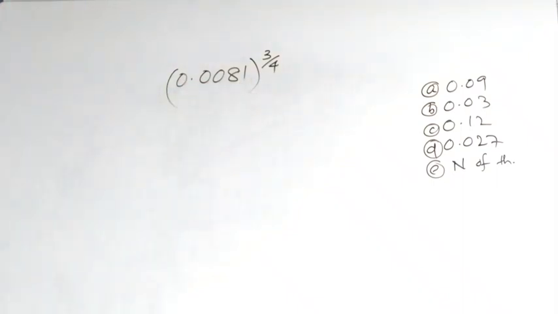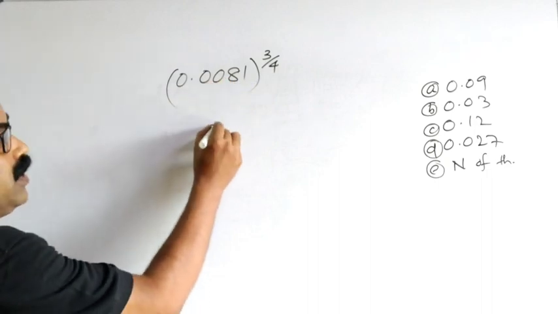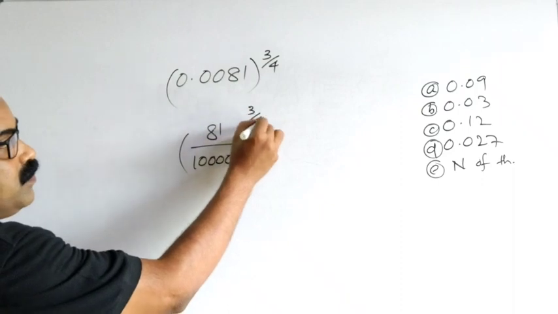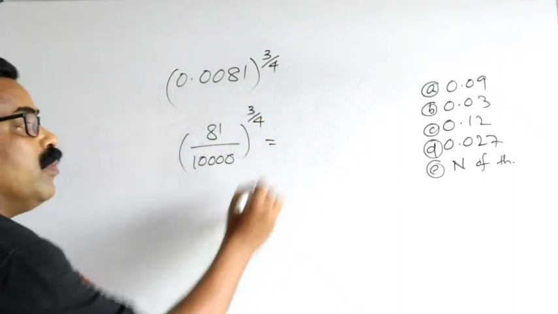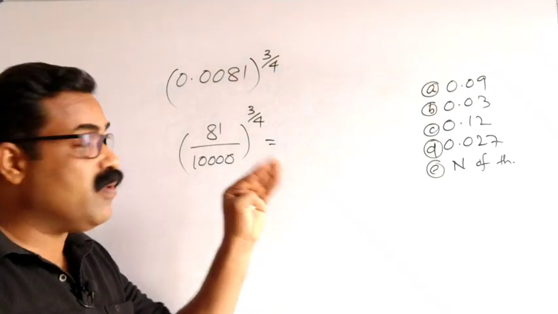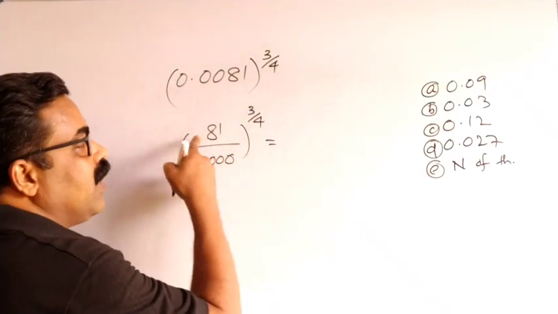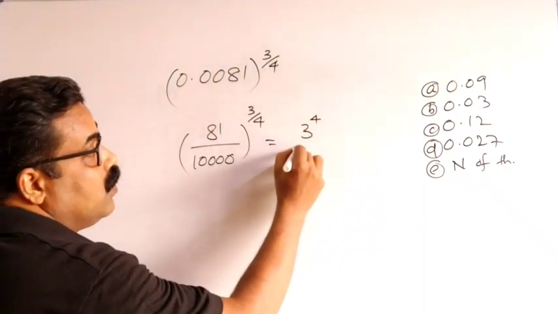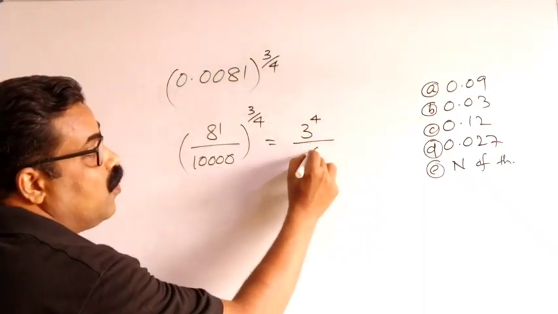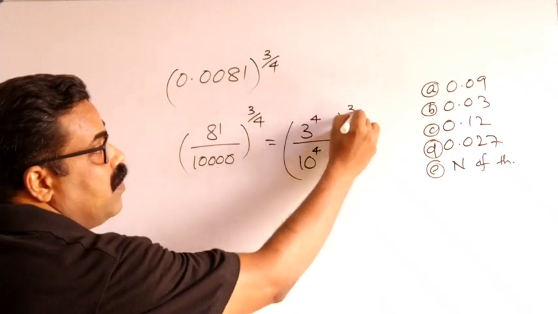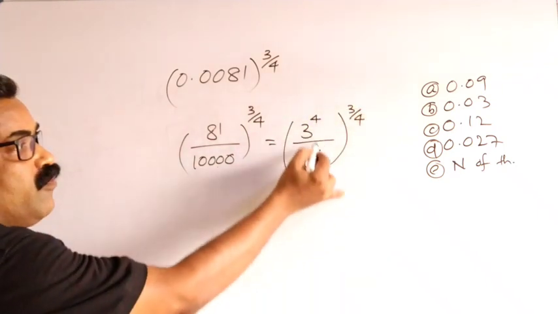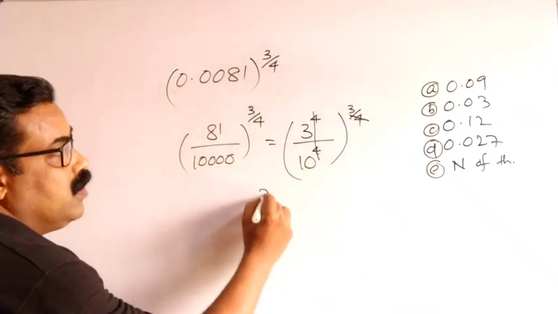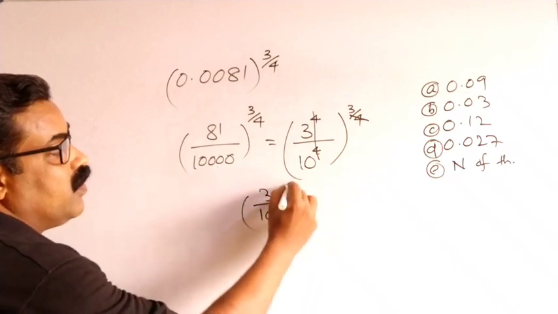0.0081 power 3 by 4. So I can write this as what? 81 by 10,000 power 3 by 4. Now 81 you have to write as the 4th power of a number. We know 9 into 9 is 81. 9 is 3 square. So we can write 3 power 4 by 10 power 4, power 3 by 4. The 4 and 4 cancel. So this will become 3 by 10 power 3.